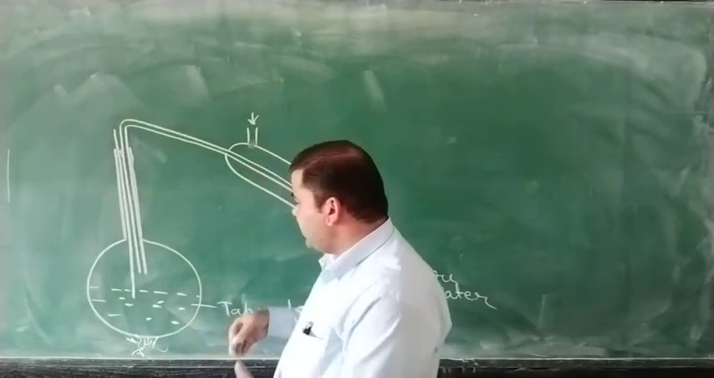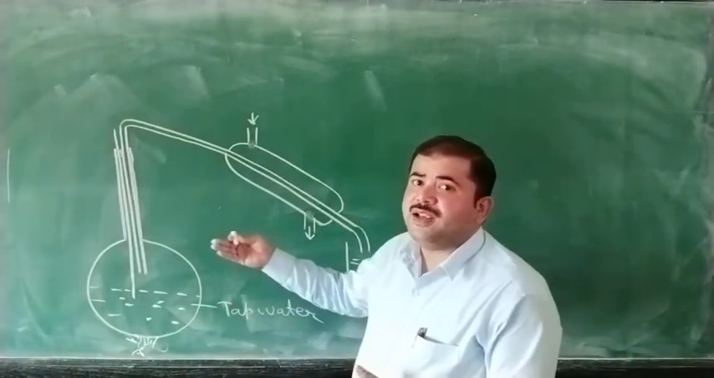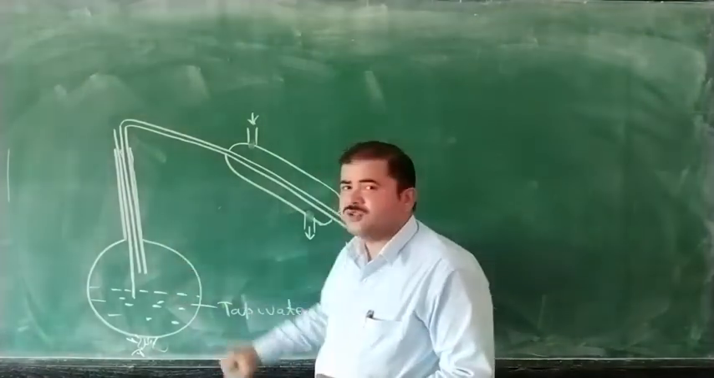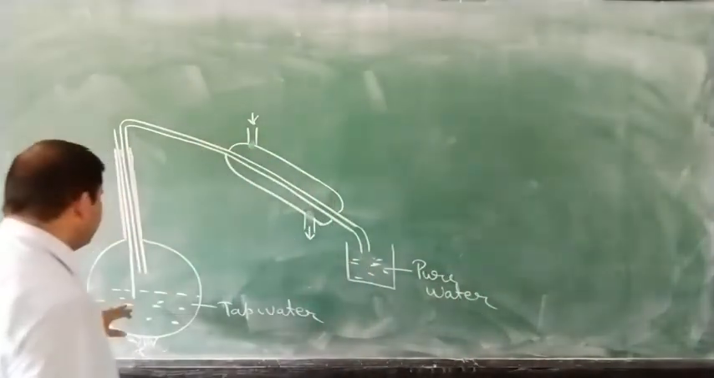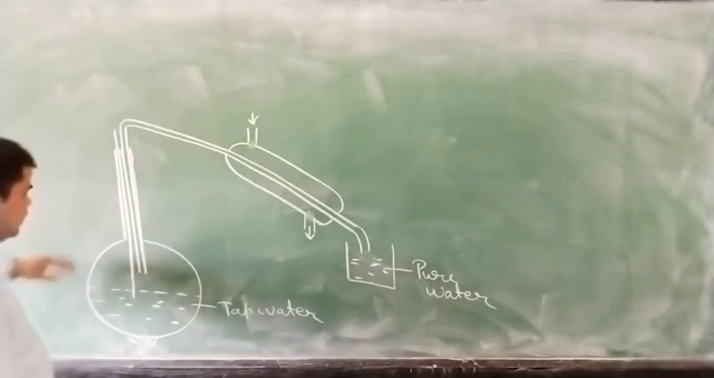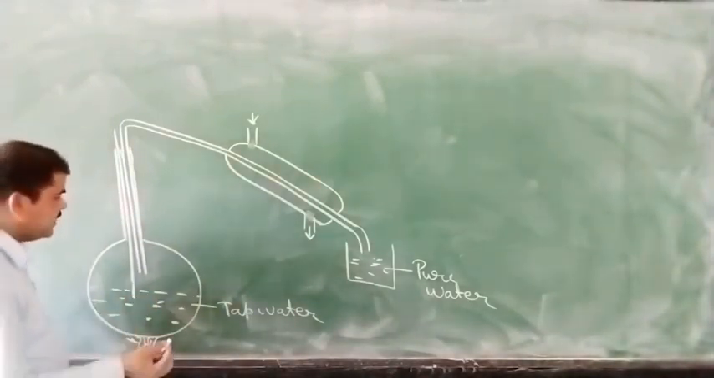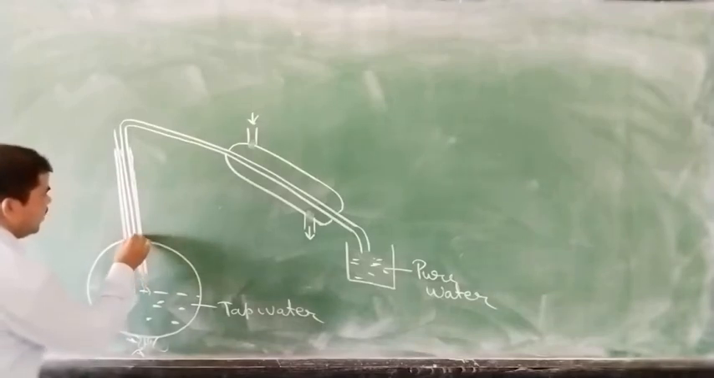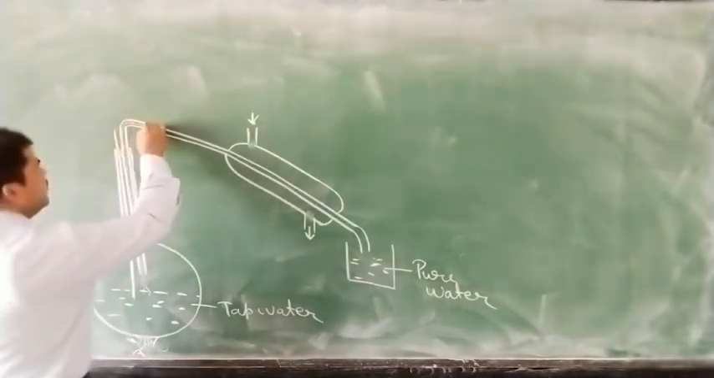So here we will give the temperature more than 100 degrees Celsius, because some solid substances are also present. By heating this, the water will change into the vapor form. We will give a little bit more than 100 degrees Celsius. Then all the molecules of the water will change into the vapor form, and this vapor of the water will pass through this delivery tube.